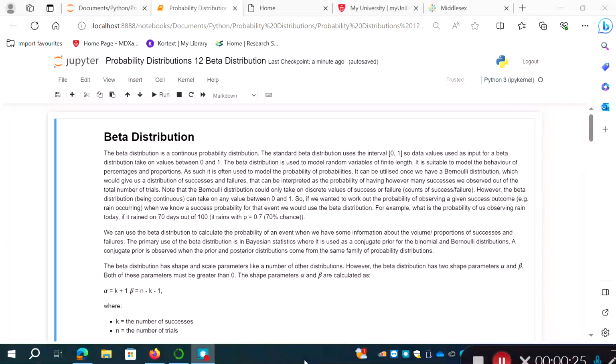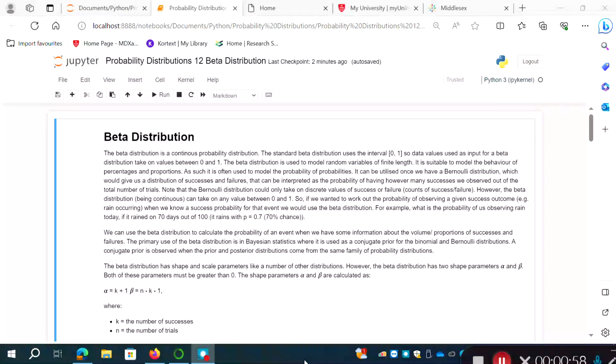So the beta distribution is a continuous probability distribution. The standard beta distribution uses the interval from 0 to 1, so data values used as input for a beta distribution take on values between 0 and 1. It's used to model random variables of finite length, and it's suitable to model the behaviour of percentages and proportions. As such, you'll often see it used to model the probability of probabilities.